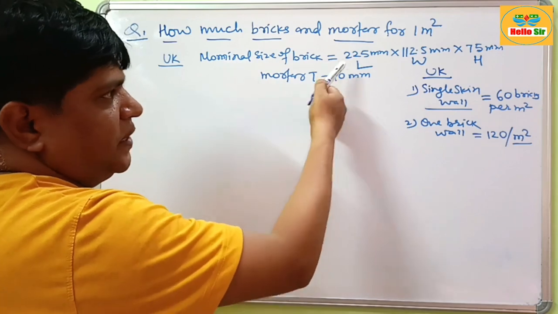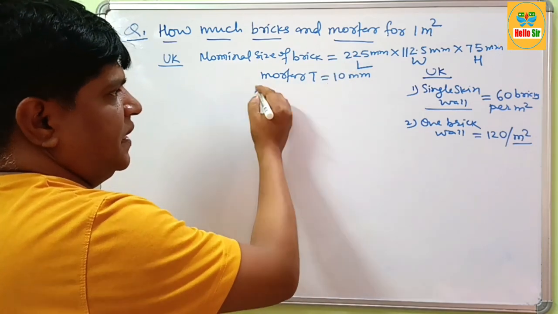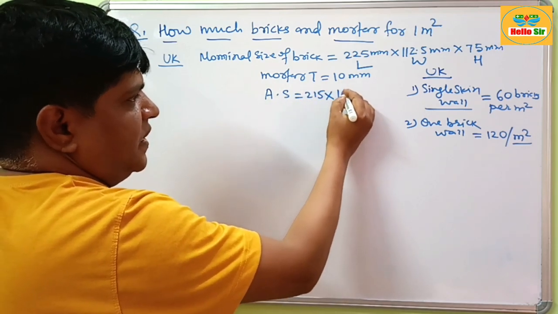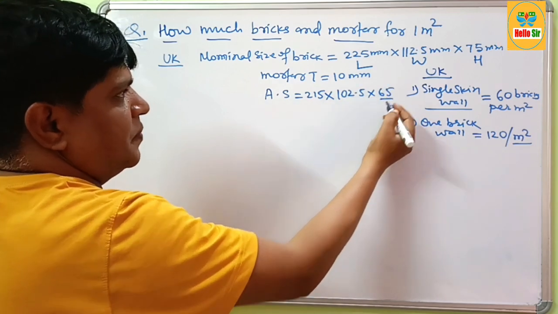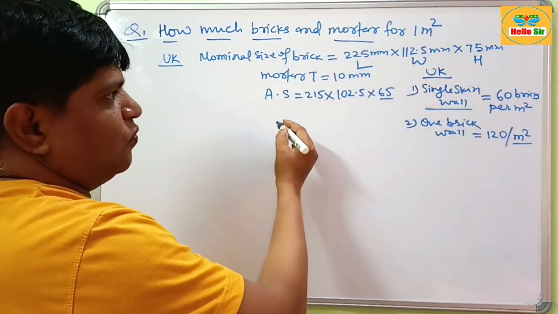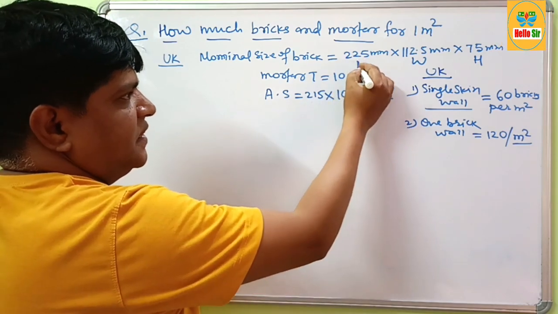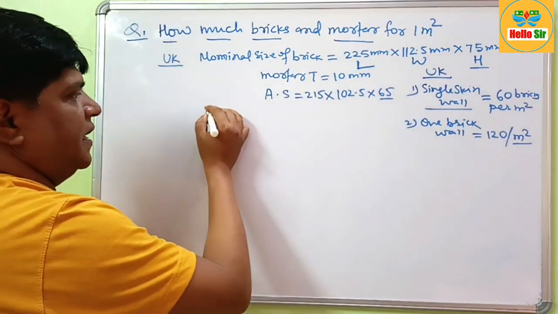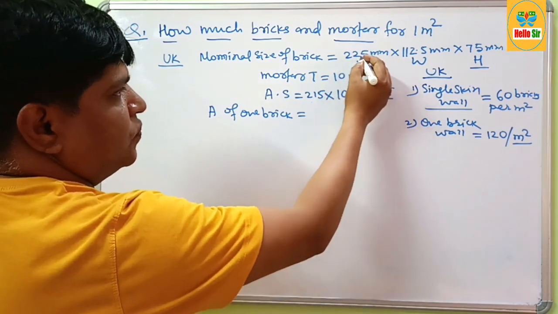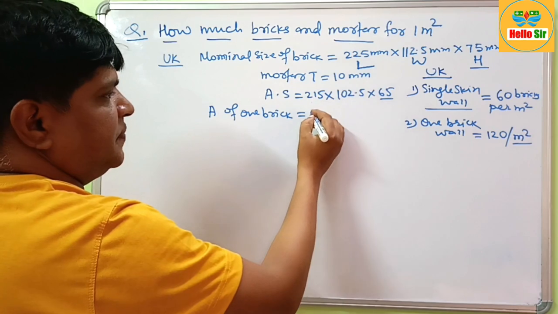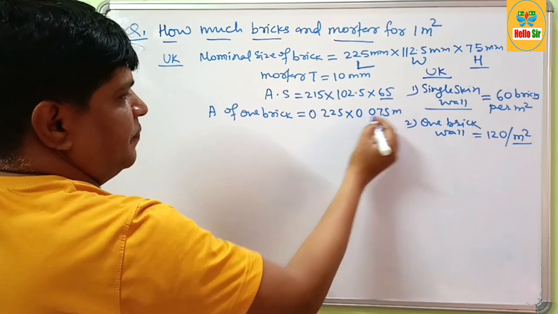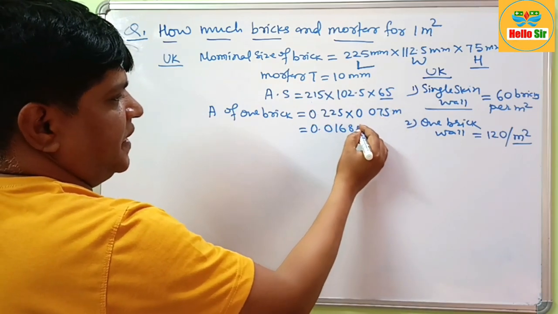That's why the actual size of the brick, when you deduct 10 mm from this, will come about 215 by 102.5 by 65 mm. And if you want to calculate how many bricks per square meter for a single skin wall, you have to multiply only length and height. The area of 1 brick, you multiply 2 dimensions only, length and height. Convert this to meters: 0.225 by 0.075 meters.